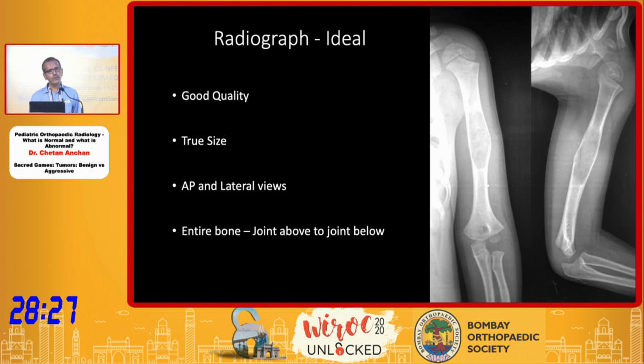Next we go to the X-ray. So what is an ideal radiograph for study of bone tumors? One, it should be a very good quality X-ray because there are a lot of subtle things you should look for whenever you are studying a bone tumor. The other thing is it should preferably be a true size X-ray. Nowadays with digital X-rays you get these shrunken X-rays where a lot of detail is lost. You should also have the X-ray in both planes, AP and lateral views, and you should have the entire bone in the X-ray, and the joint above and joint below should be visible.